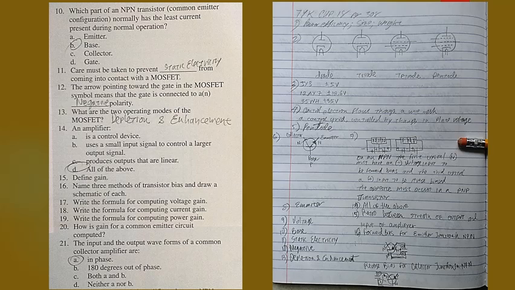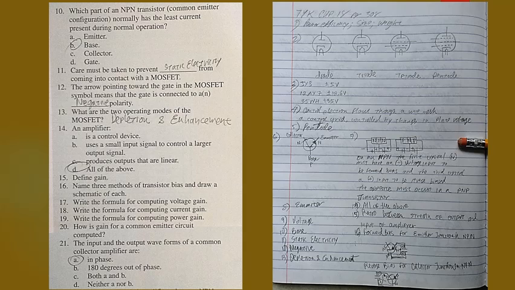Question 11. Care must be taken to prevent static electricity from coming into contact with a MOSFET. Question 12. The arrow pointing toward the gate in the MOSFET symbol means that the gate is connected to a negative polarity. Question 13. What are the two operating modes of the MOSFET? That is depletion and enhancement.